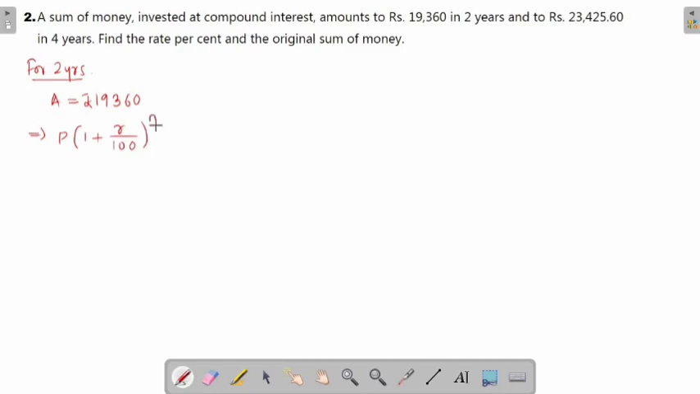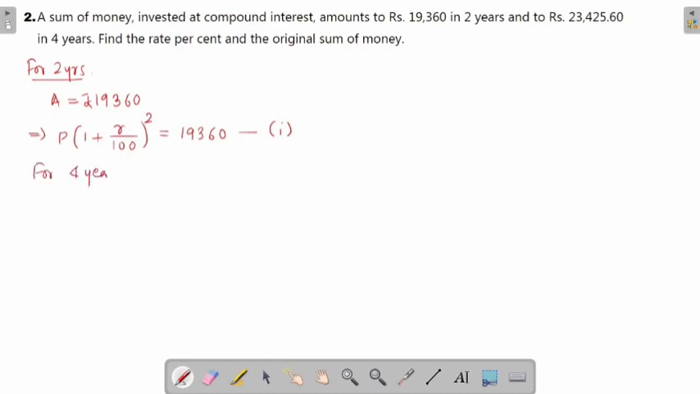But in place of n, can I write 2, because time is given to be 2, right? So that's why in place of n, I'll write 2, is equal to 19360. Let me call this equation number 1. Okay, now for 4 years, next is for 4 years.